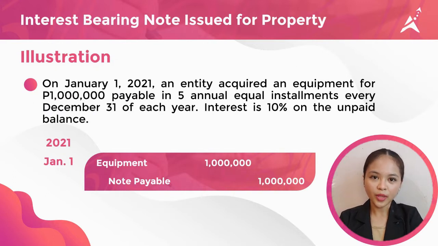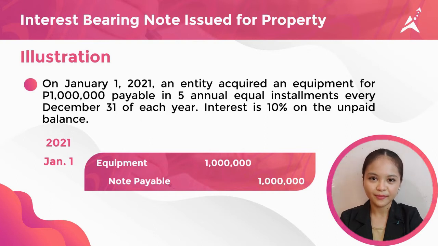On January 1, 2021, an entity acquired an equipment for 1 million pesos payable in 5 annual equal installments every December 31 of each year. Interest is 10% on the unpaid balance. The journal entries for 2021 are as follows. First, on January 1, to record the acquisition of equipment, we will debit equipment for 1 million pesos, which is the purchase price. And since the entity acquired the equipment through a note, we will credit note payable for 1 million pesos as well.